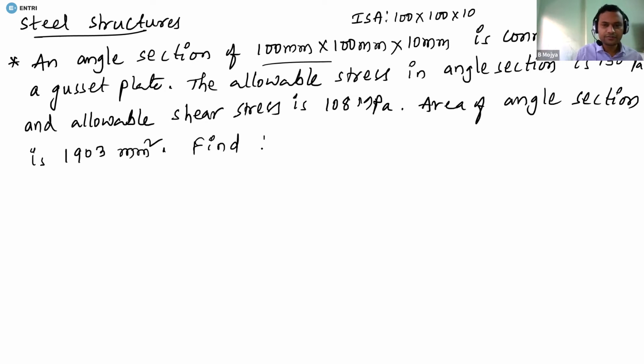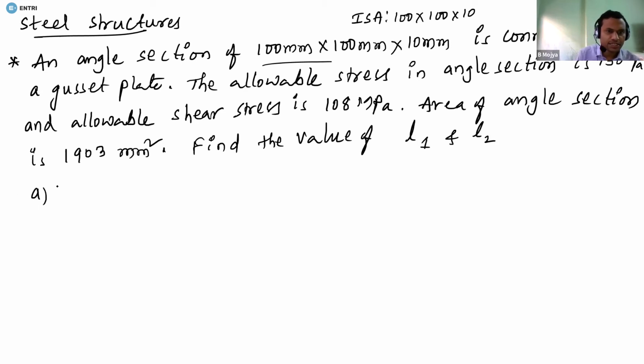Find the values of L1 and L2 lengths. You are asked to determine the individual lengths of the angle on which welding is done. As options have been given by the students, one is 380 millimeter, another one is also 380 millimeter. Remember, it is an angle section, so L1 and L2 will never be equal.